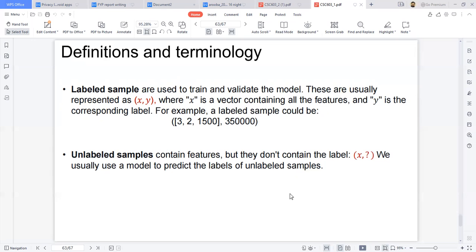So we usually use a model to predict the label of unlabeled samples, something like unsupervised learning, where we group the data based on similarity. If we have labeled samples, then we apply supervised learning. If we have unlabeled samples, then we can apply unsupervised learning.